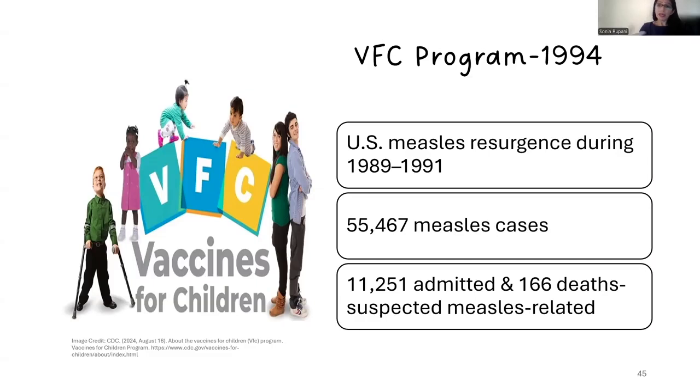So the US Congress came together and said, we have a vaccine, it is safe, it is effective, and we need to protect everybody. So the program was established to make sure that everybody gets the vaccine, even if they don't have insurance and cannot afford the vaccine.